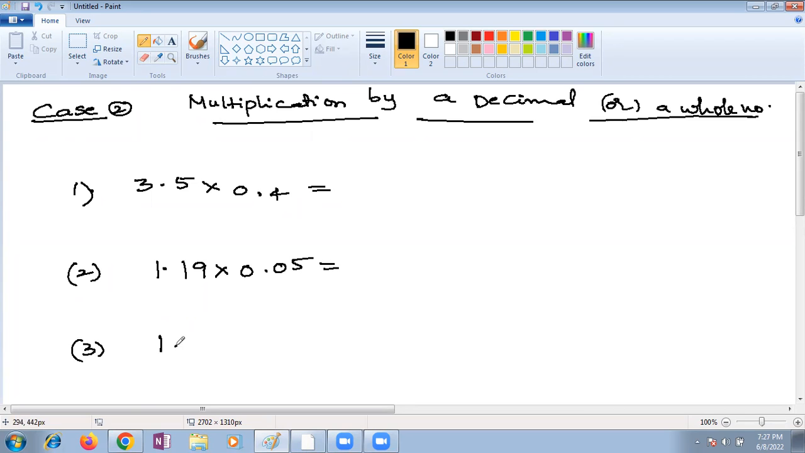Yeah, just a minute. 1.29 multiplied with 0.002. Manish. Next, fourth one. 0.04 multiplied with 0.004.